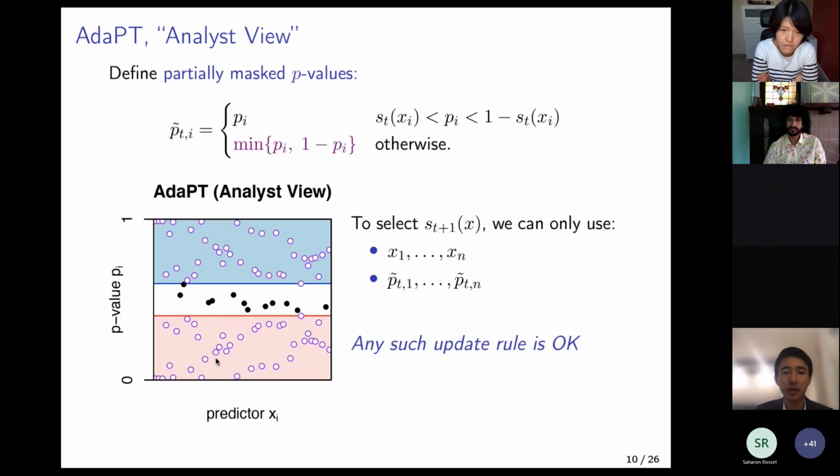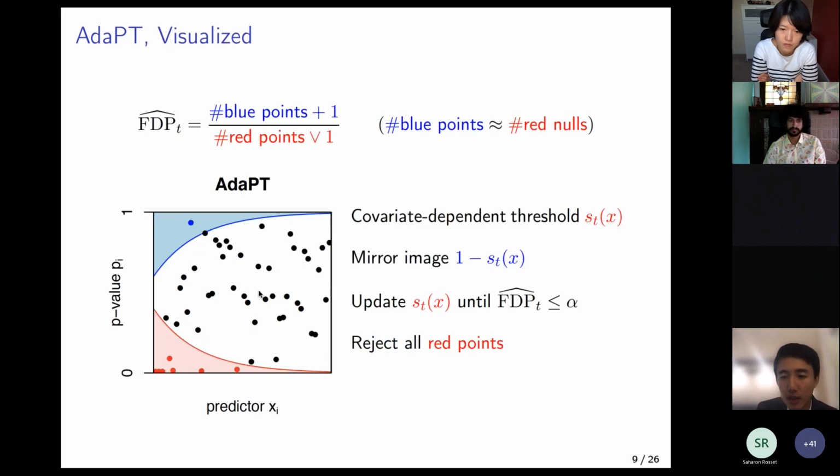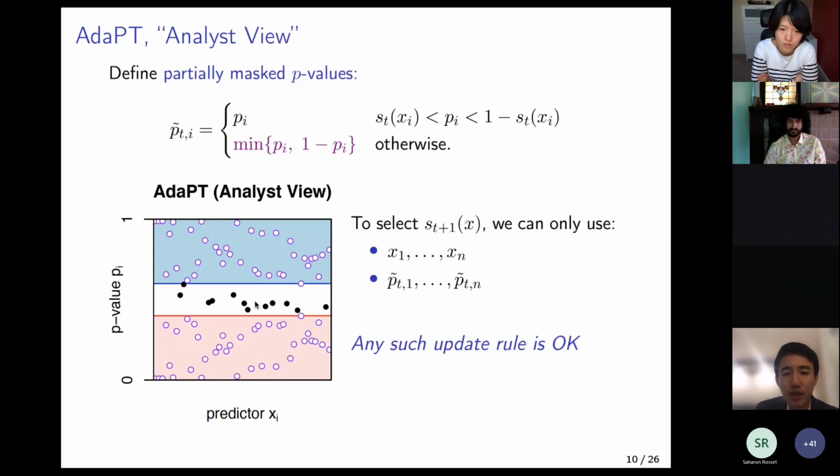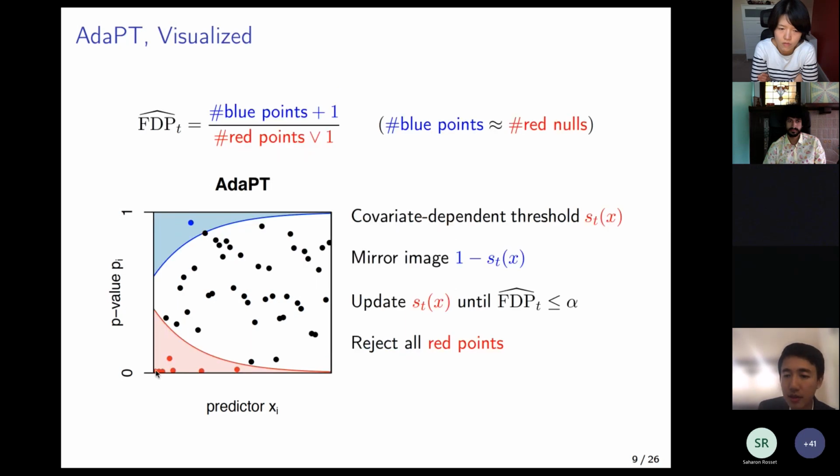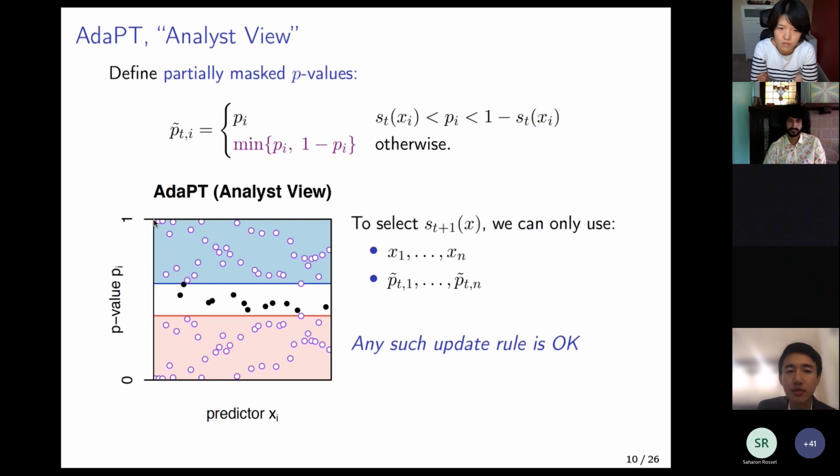As an analyst, the view is slightly different from what I showed you before. From an analyst view, we can only see these partially masked p-values. Recall, previously we had these blue dots, red dots, and black dots. At every step, the analyst is able to see all the black dots. But instead of seeing the blue and red dots, they can only see the pair of P and 1 minus P. In other words, for each dot here, we will see 2 dots, but we don't know which one is which. For example, here there's a red dot, but we can only see this purple dot together with its mirror image. So we can use all information that can be observed in this figure to select the next threshold.